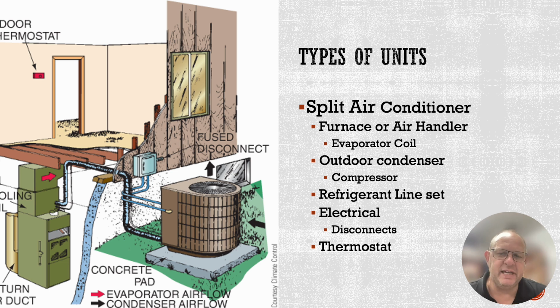The blower that moves the air moves it across the evaporator, either sitting on top of the furnace or in the air handler itself. So the air handler may be used instead of a furnace, where the coil is going to be sitting inside the air handler, and the coil for the furnace will be sitting on top of the furnace.